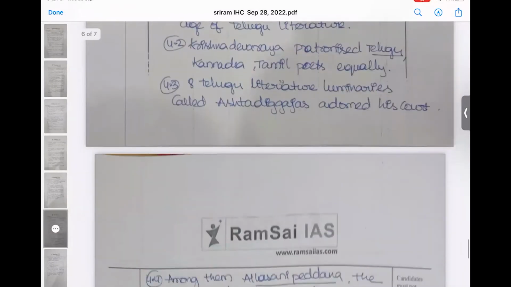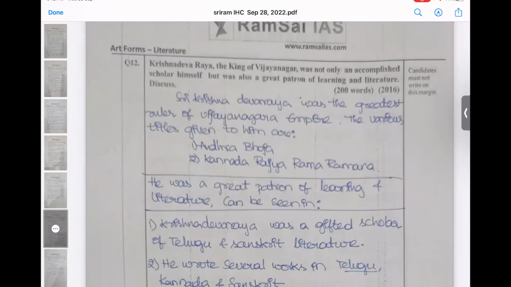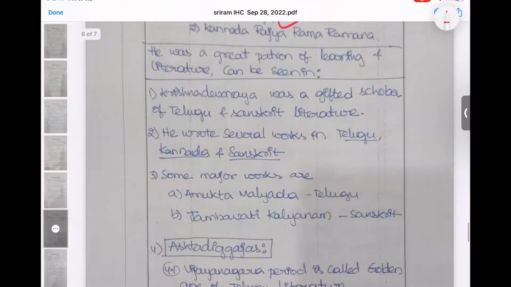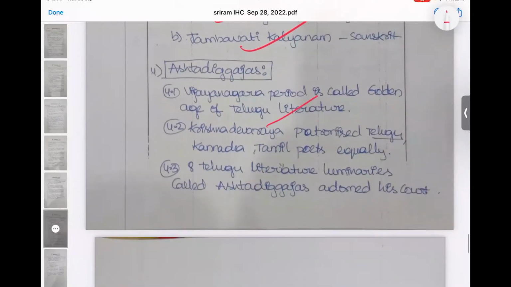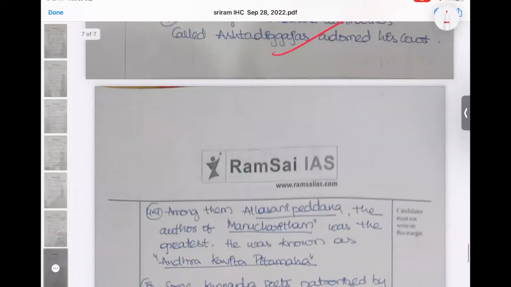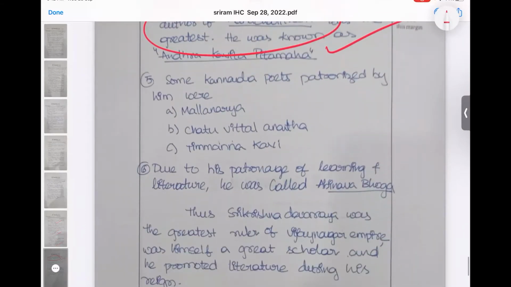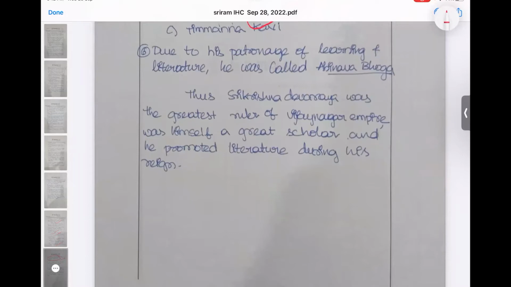So I hope that is clear. Krishna Devaraya. Okay, good. Yes. Amuktamalyada, Jambavati Kalyanam. Ashtadiggajas, 8 literary luminaries. Yeah. Allasani Peddanna, he has mentioned. Yeah. Timmana Kavi. Okay. Conclusion can be slightly better.